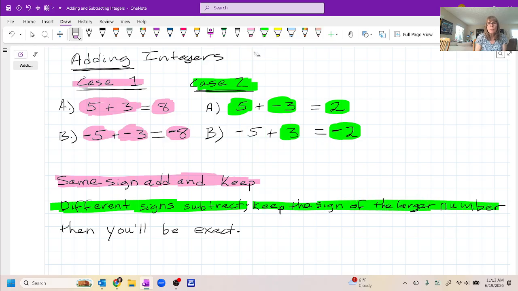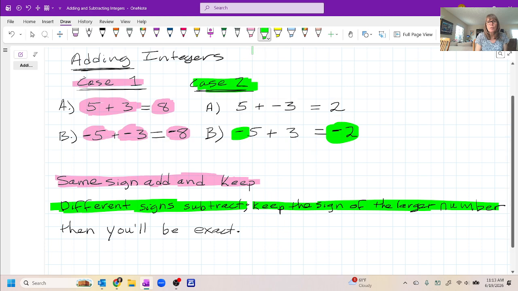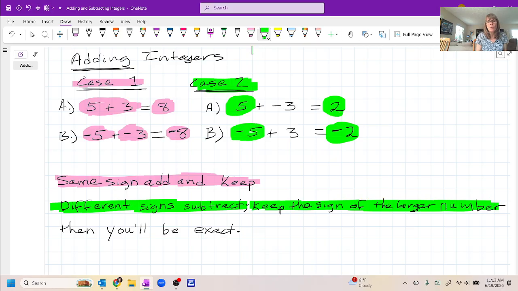So for example, in this second case, you have a larger number, which is 5, and the negative sign is on that larger number, so your answer is going to be negative. In part A of case 2, the larger number is 5 again, and that is positive, so your answer is going to be positive. So that's what this part of the poem means: keep the sign of the larger number. If your larger number is positive, your answer is going to be positive. If your larger number is negative, your answer is going to be negative.